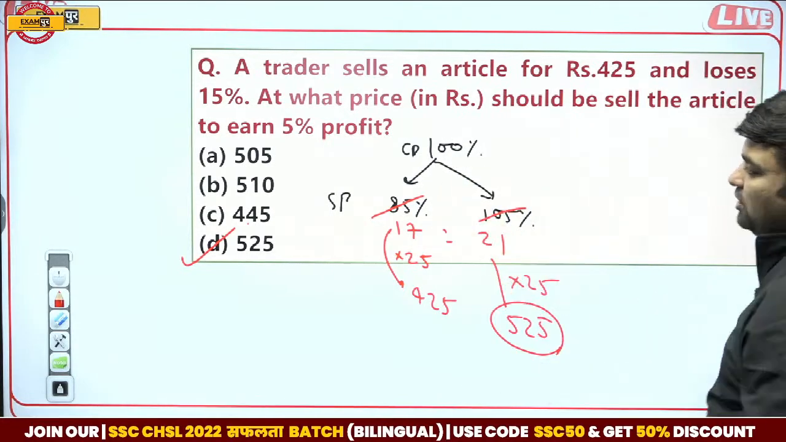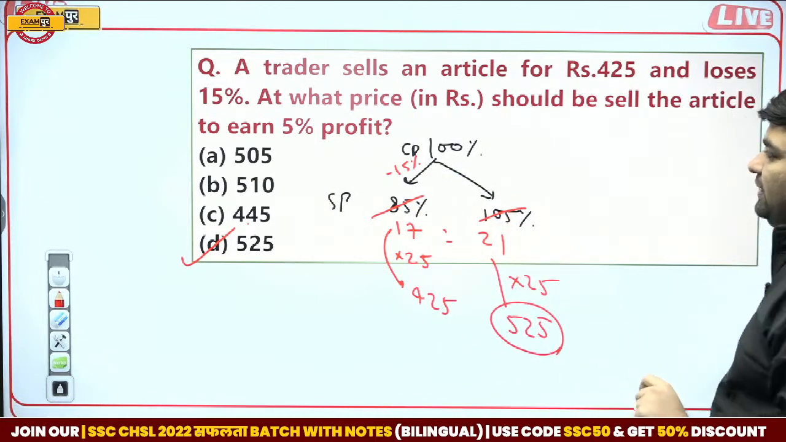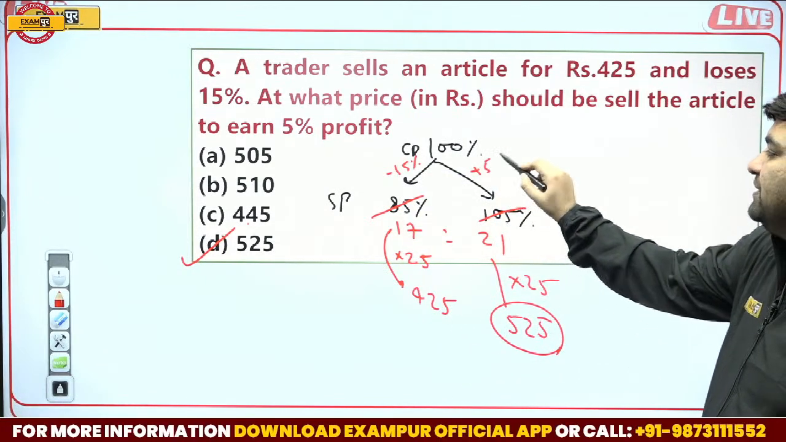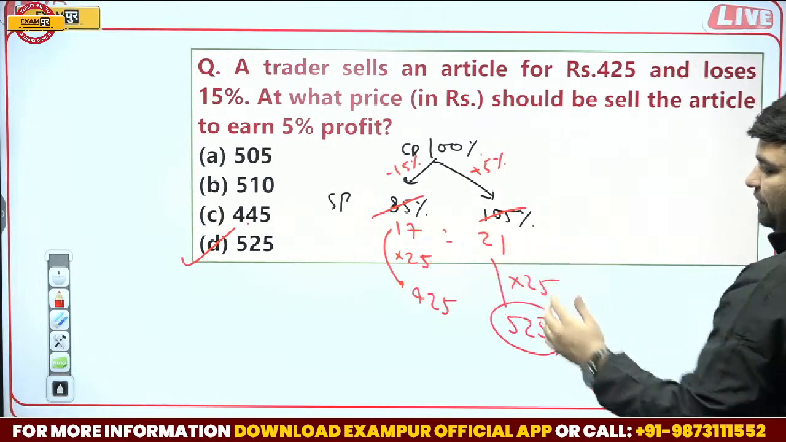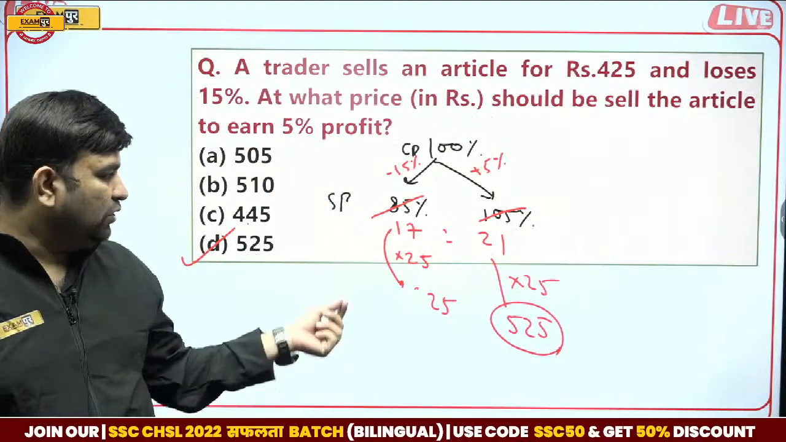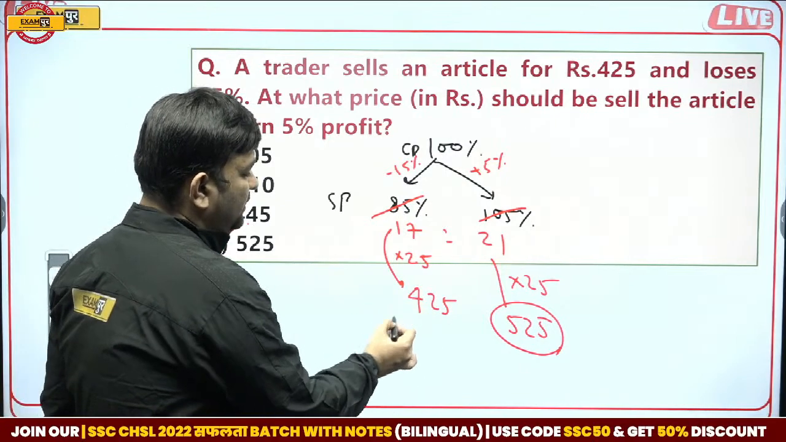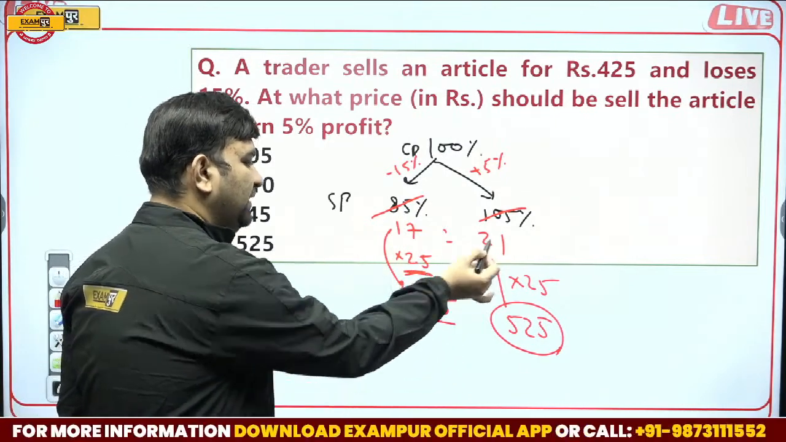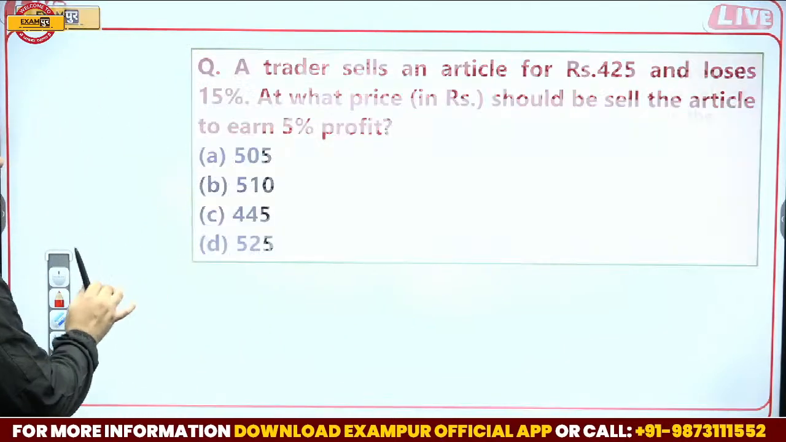In the first case, there is a loss of 15%, so selling price is 85%. In the second case, you want to gain 5%, so selling price is 105%. Simplify 17 ratio 21, the first selling price and the second selling price. The value of 17 is given as 425. So multiplication of 25, the value of 21 will become 21. This is how you can do it.